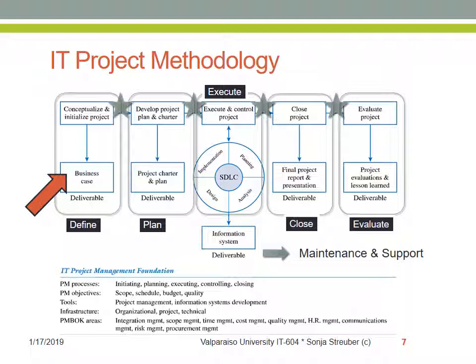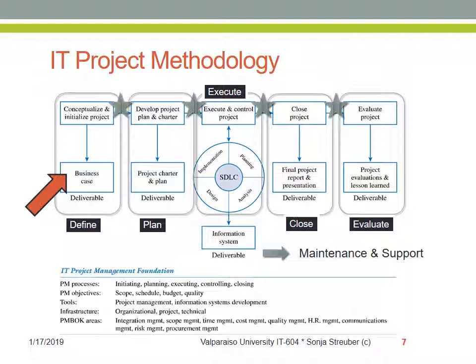Here's a great graphic from our textbook that shows how the 5 phases fit together. In our textbook, the 5 phases are define, plan, execute, close, and evaluate. And as you can see, the execute and control project are merged into one phase that contains the software development life cycle. We also see the deliverables for each of these phases. Those are the major deliverables. There are also minor deliverables for each phase.